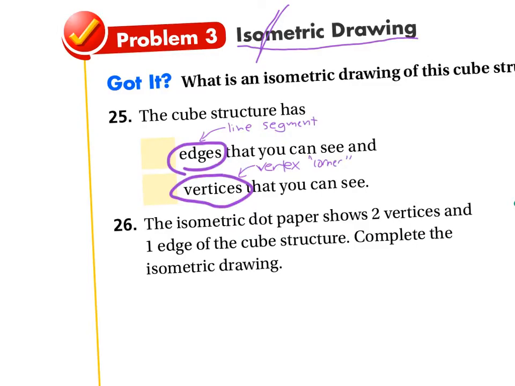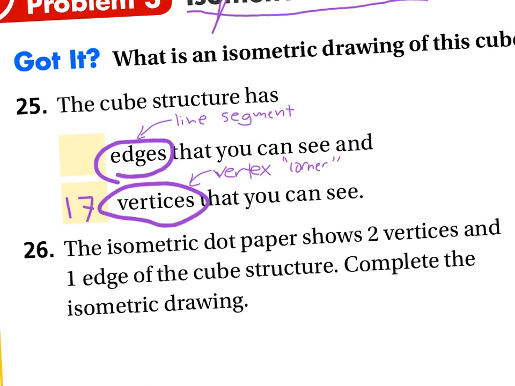So it looks like there are 17 vertices. So hooked on phonics works for me. So the ones that you can see would be 16. Thank you very much.